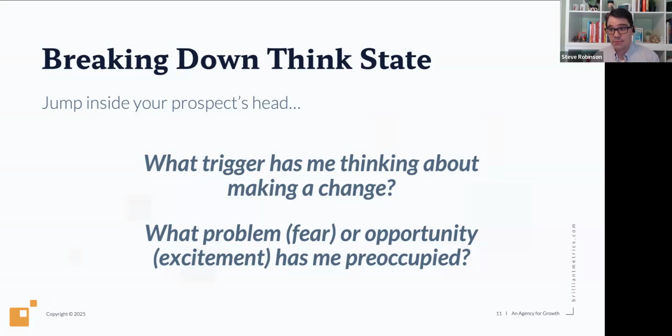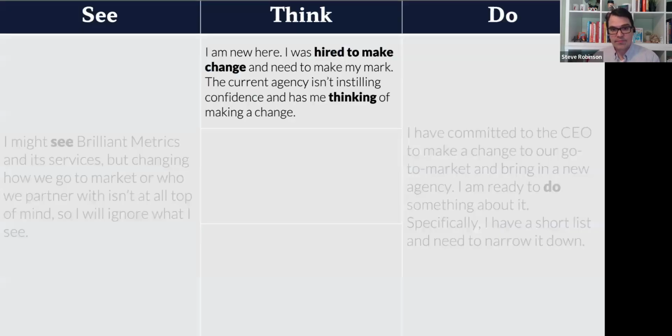All right, enough vague language. Let's dig into what this specifically looks like in the context of us, Brilliant Metrics, and then a fictitious manufacturing company out there. So for us, for Brilliant Metrics, one core trigger that causes someone to change agencies is when you have a new person coming in, they are hired to make a change. They need to make their mark, and the current agency or in-house team isn't instilling confidence.